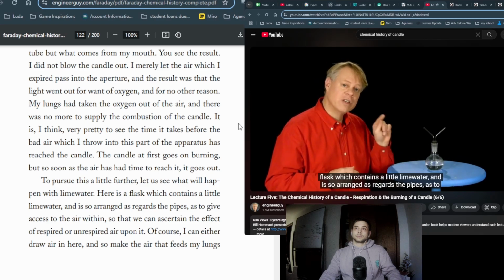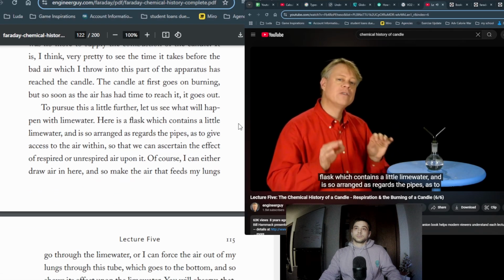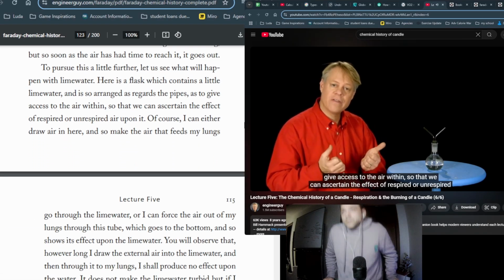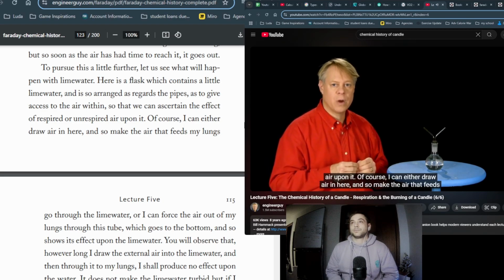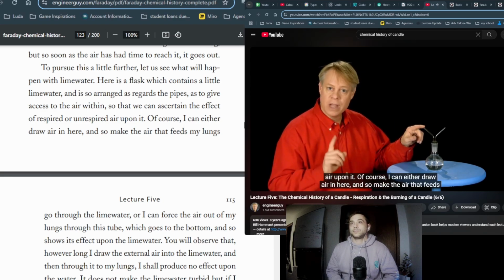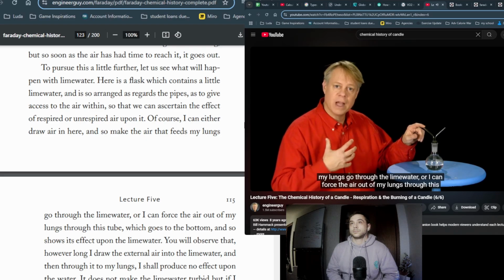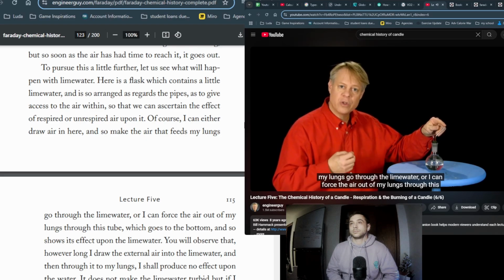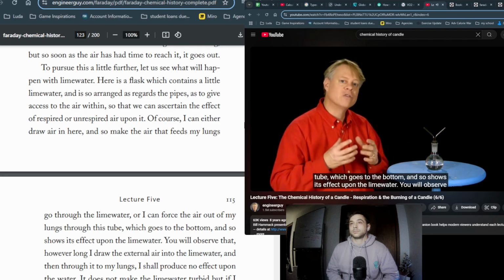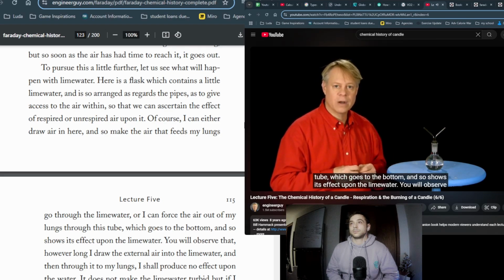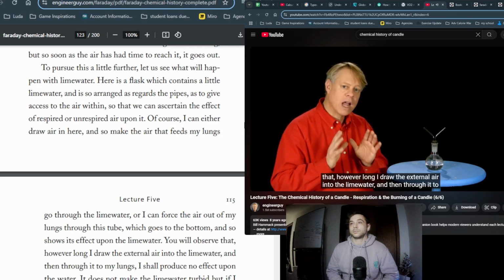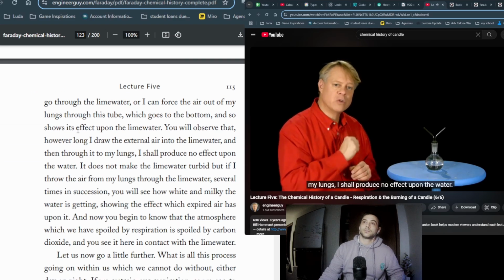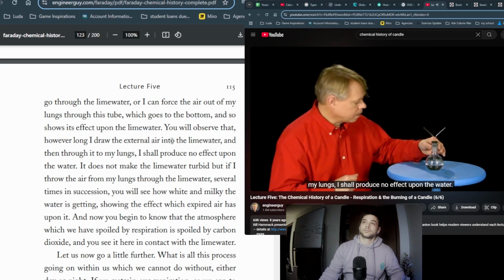Here is a flask which contains a little lime water and is so arranged as regards the pipes as to give access to the air within, so that we can ascertain the effect of respired or unrespired air upon it. Of course, I can either draw air in here and so make the air that feeds my lungs go through the lime water, or I can force the air out of my lungs through this tube which goes to the bottom and so shows its effect upon the lime water. You will observe that, however long I draw the external air into the lime water and then through it to my lungs, I shall produce no effect upon the water.